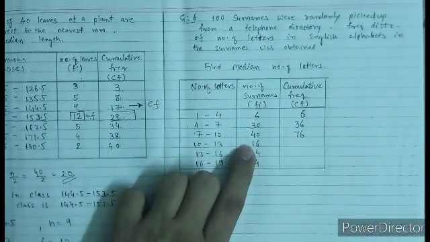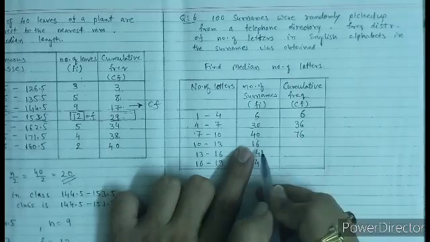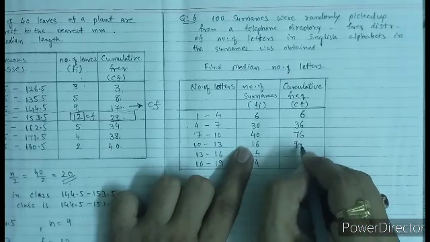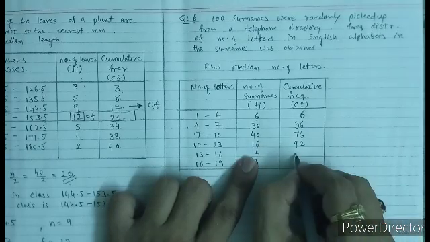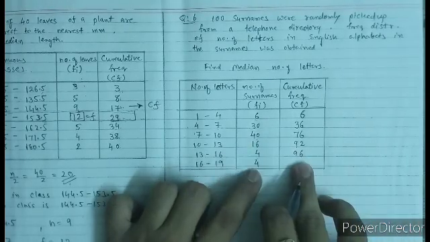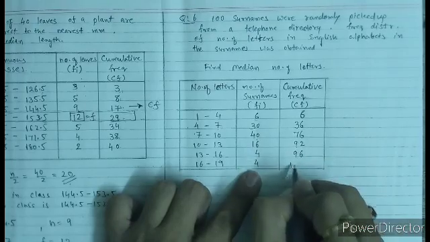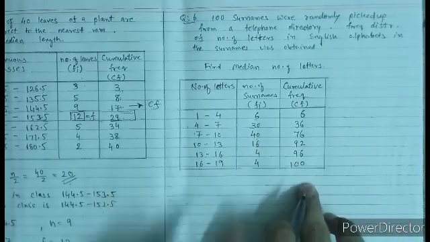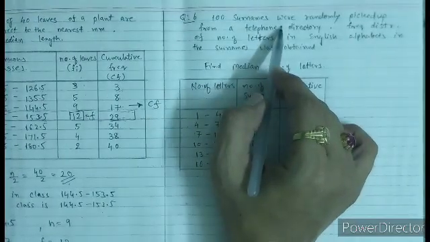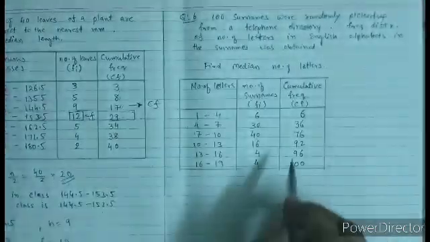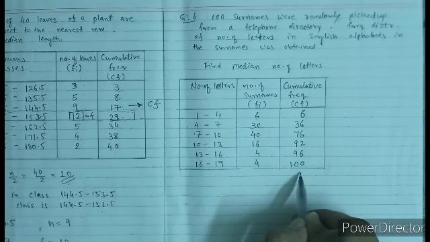Then for the next class, 76 plus 16, it will be 92. Then for the next, 92 plus 4, 96, and next 96 plus 4, it is 100. Final cumulative frequency is 100. See in the question, total 100 surnames. So total number of observations is 100. Total final cumulative frequency is 100.